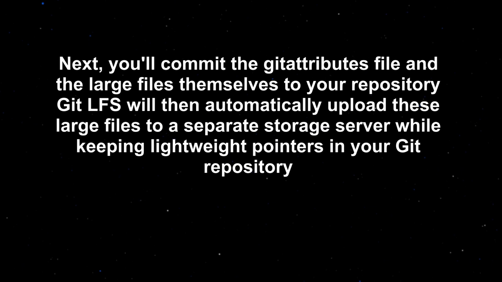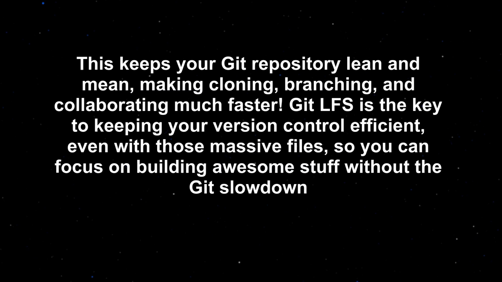Git LFS will then automatically upload these large files to a separate storage server, while keeping lightweight pointers in your Git repository. This keeps your Git repository lean and mean, making cloning, branching, and collaborating much faster. Git LFS is the key to keeping your version control efficient, even with those massive files, so you can focus on building awesome stuff without the Git slowdown.